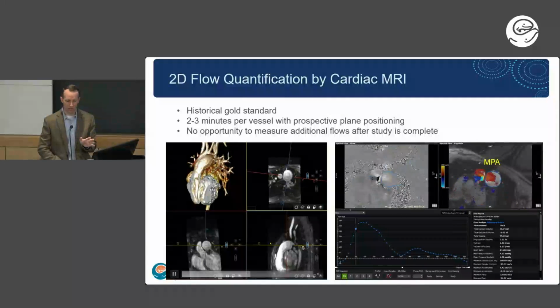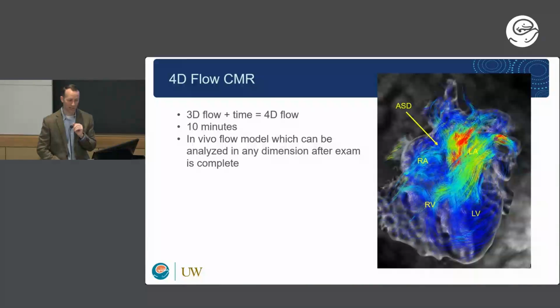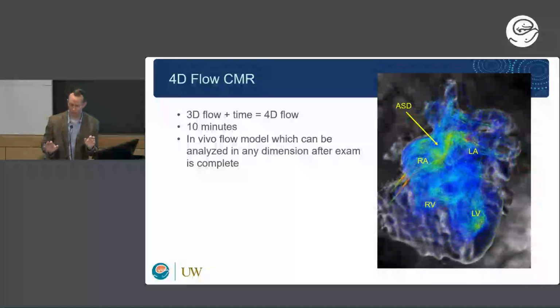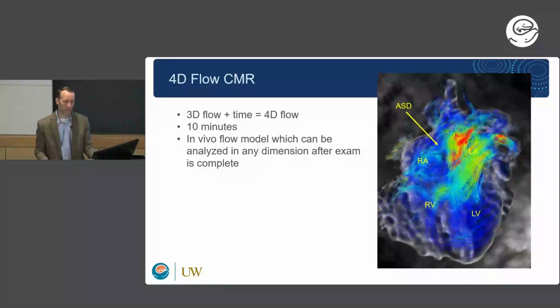It's one blood vessel at a time, but there are some newer techniques where we can take this and say, how do we actually get, this is always the one that people present at conferences, but these data sets, this is called 4D flow.